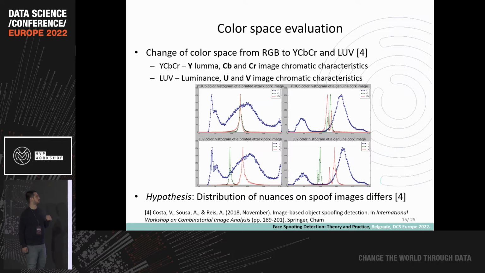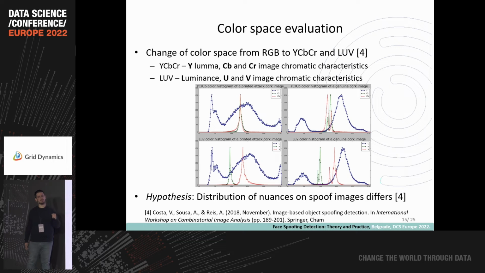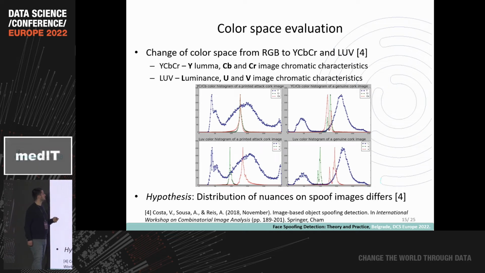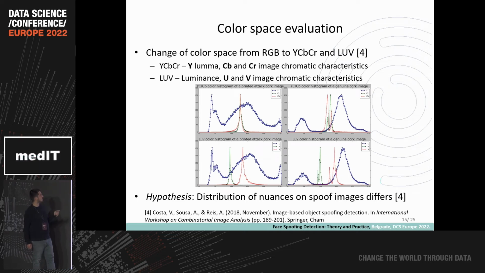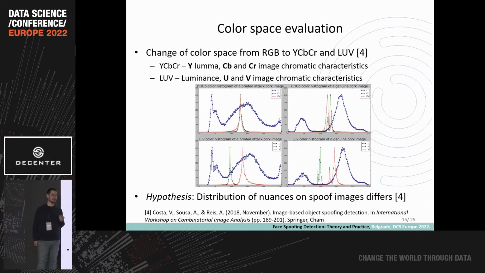The other prominent approach is evaluation of color distributions. The first prerequisite is to change the color space from RGB to LUV or YCbCr. Why? Because the channels of YCbCr and LUV are much more about luminance, and luminance is the key aspect when you are dealing with color space evaluation in order to detect a spoof attack.